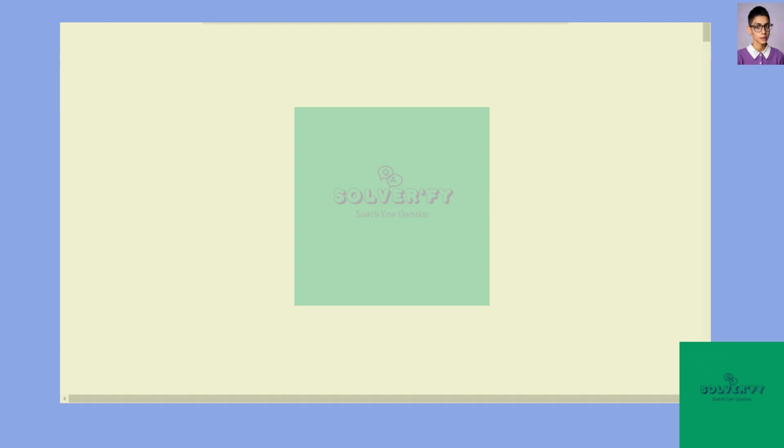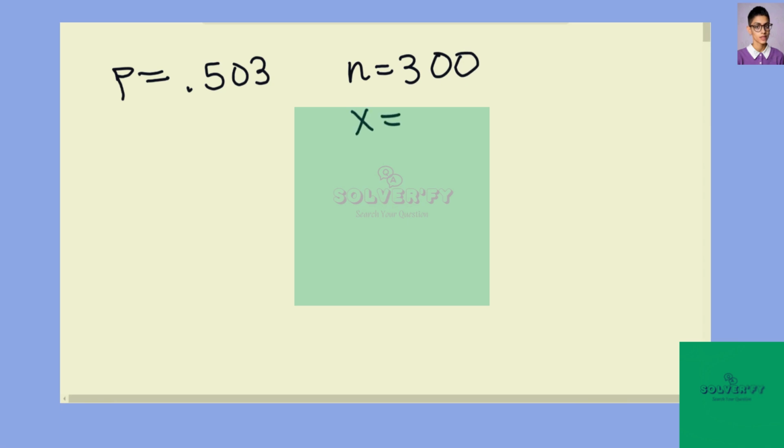For this problem, we are told that the proportion of households that own a stock of some kind is 0.503. And a study is completed with a sample size of 300 with a result of 171 of those households that own stock of some kind.